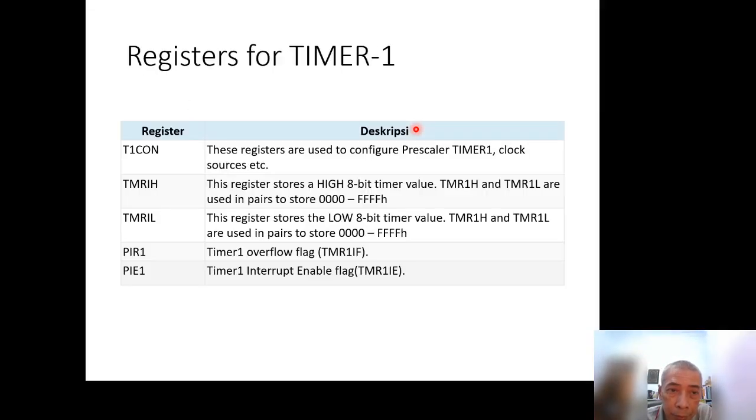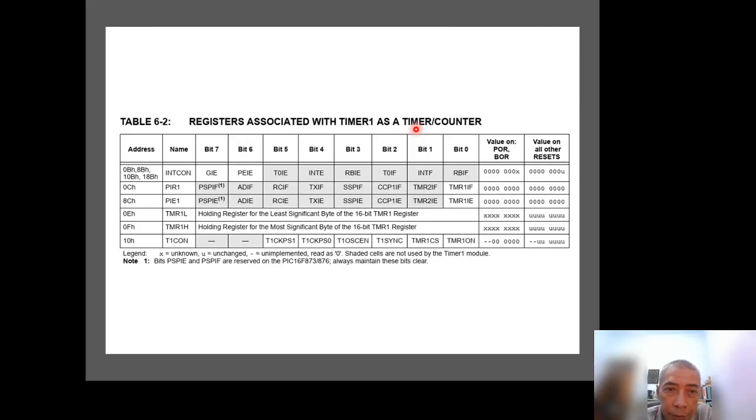So this is T1CON, and these are the registers associated with timer 1 as a timer or counter. You can see here that TMR1L and TMR1H store the value of the timer itself. And we've just discussed T1CON here. So these three are very important registers for timer 1.